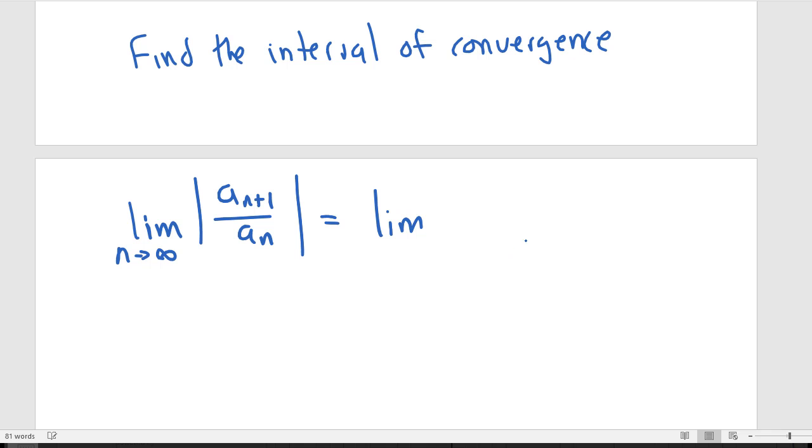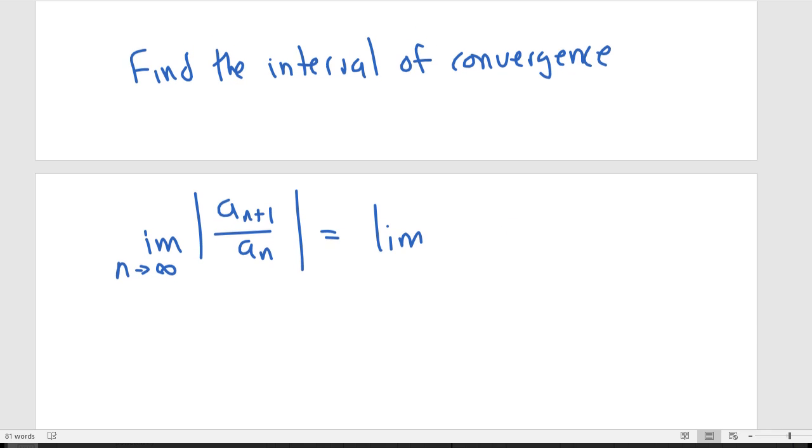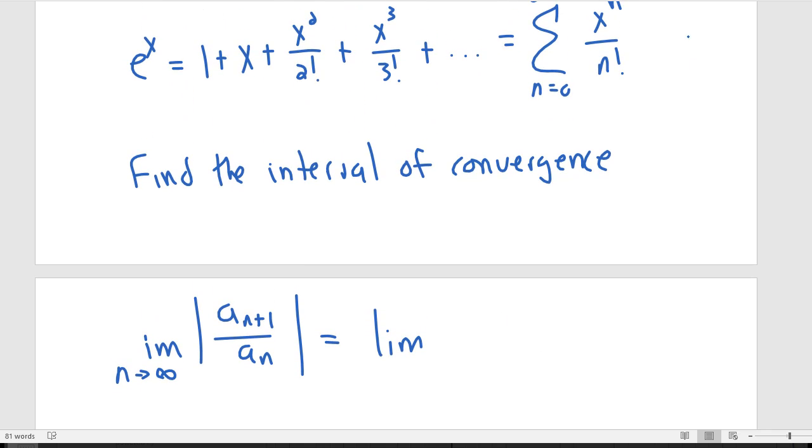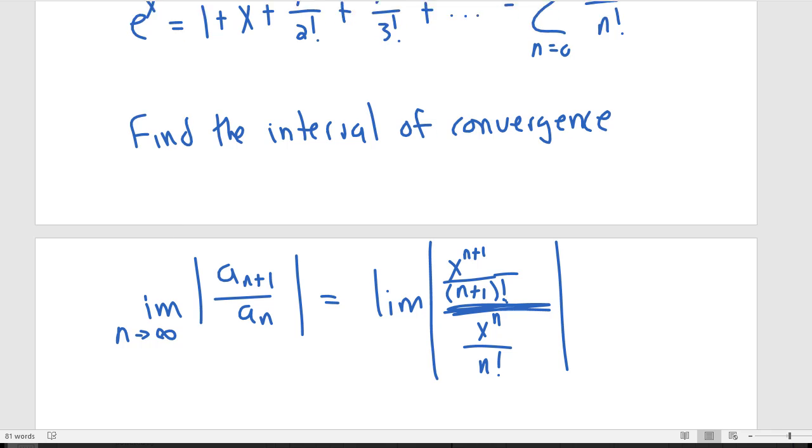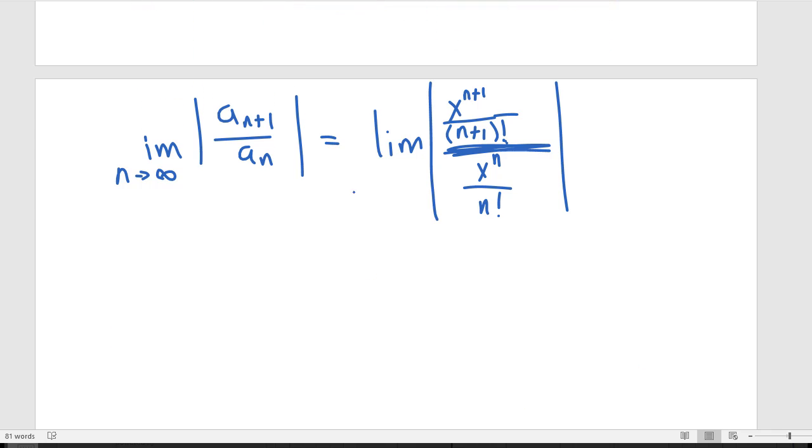So for this series, let me scroll back up so we can see it. Here's my power series, x to the n over n factorial. So I'm going to have x to the n plus 1 over n plus 1 factorial, and that's all going to be divided by the nth term, x to the n over n factorial. And that's the limit as n goes to infinity. Right? So I'm going to flip and multiply.